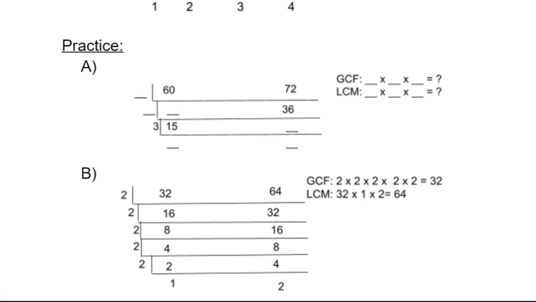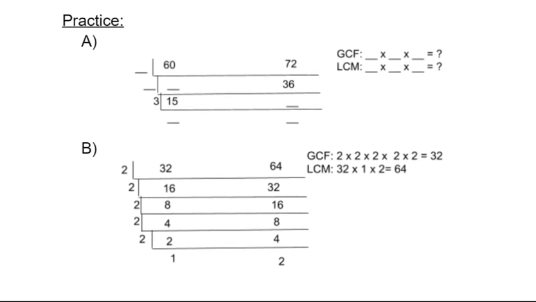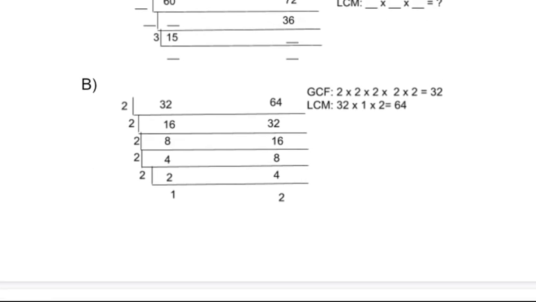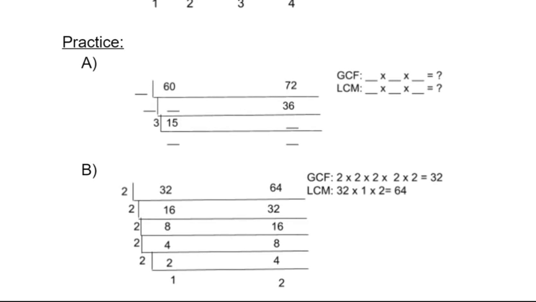So you're going to find the greatest common factor and the lowest common multiple. And for B, here I've given you the answer. We're just going to go through it together, which can also further help you to find the answer for A.